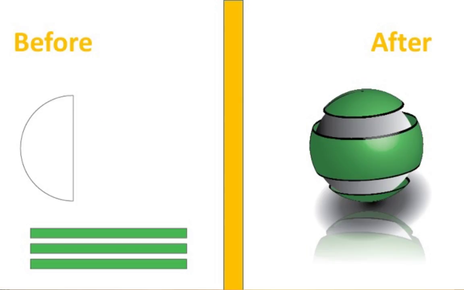So as you can see, we started off with half a circle and just 3 stripes, and we were able to turn that into a full 3D logo with reflection, shadow, and everything.